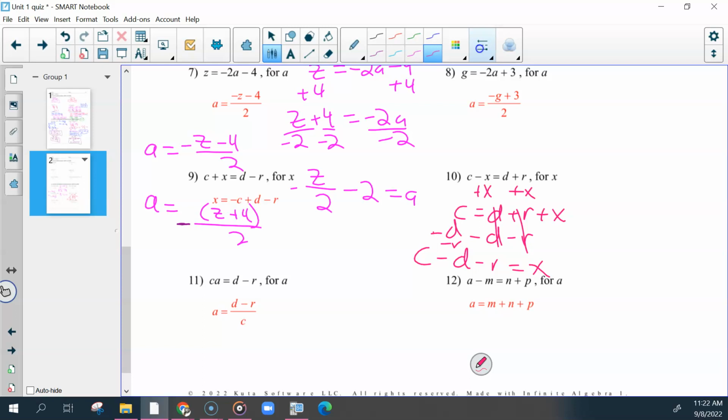Does it matter how the order is at the end? Like, for example, number 12, it doesn't matter how you put it. Like, let's say I were to do A equals N plus M plus P. Doesn't matter. As long as you have the correct signs and the correct variables, I don't care about the order.